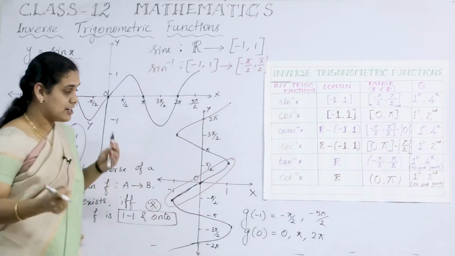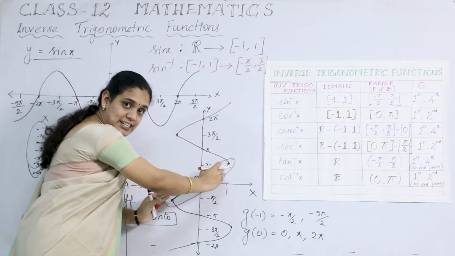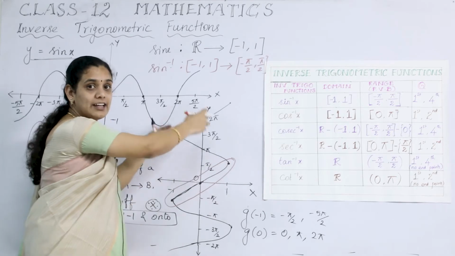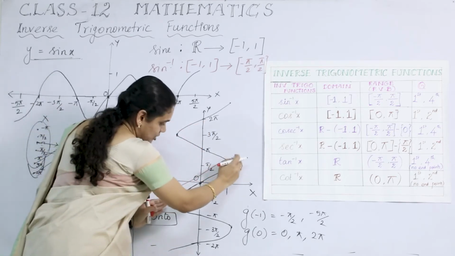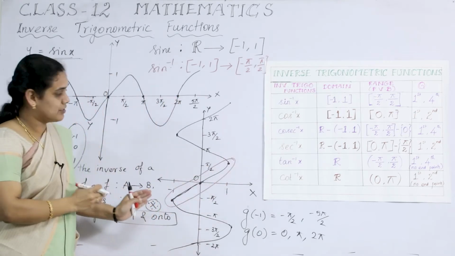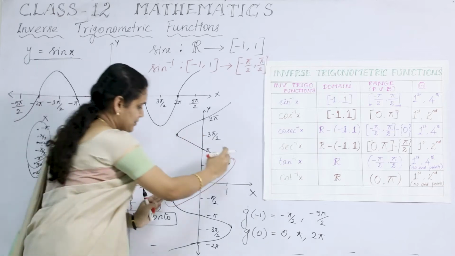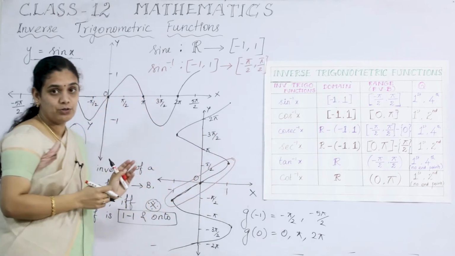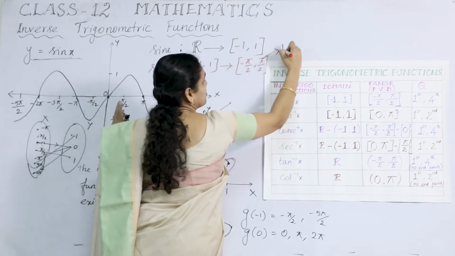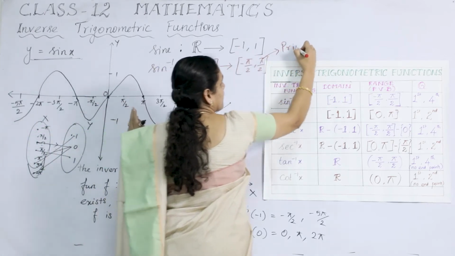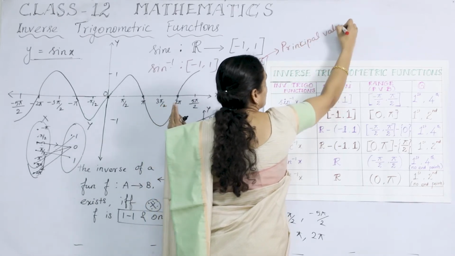So you may have a question now: are we compulsorily to take only this interval? Is it not possible for us to take any other intervals? Yes, of course we can take that, but if you take this one, this is called the principal branch. The other intervals will give you different branches accordingly, but this minus pi by 2 to plus pi by 2, we call it the principal value branch.